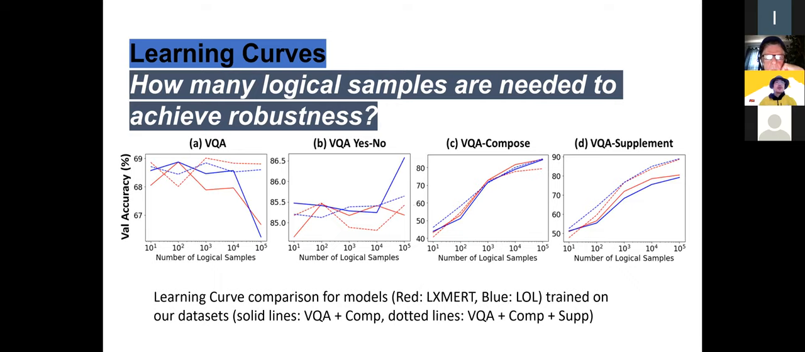There is also the question of how many logical samples are needed to achieve this robustness in logical understanding. It's very interesting to observe that models trained only on VQA comp examples are not able to generalize well to VQA supp, with a marked difference of 15%. And the conclusion is that at least 100K samples are needed before models can achieve a level of robustness to understand the logical operands.